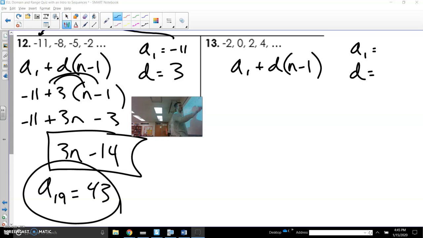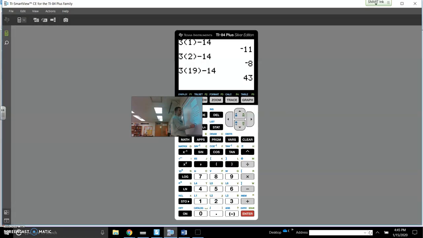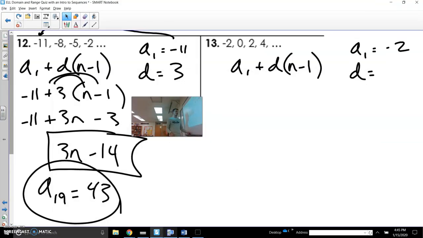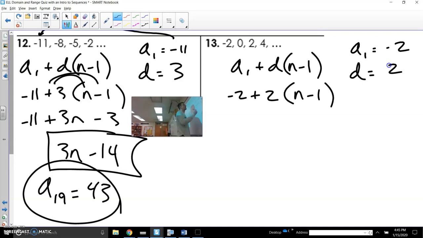The first number is negative 2. And if you subtract the first number from the second number, 0 minus negative 2 is really positive 2. You may have thought, well, you could kind of tell that it was adding 2 in the sequence. 0 plus 2 is 2, 2 plus 2 is 4, and so forth. So I now want to substitute all of the information in. a sub 1 is negative 2. The common difference is positive 2. That's what we got. So now let's clean it up a little bit and distribute.